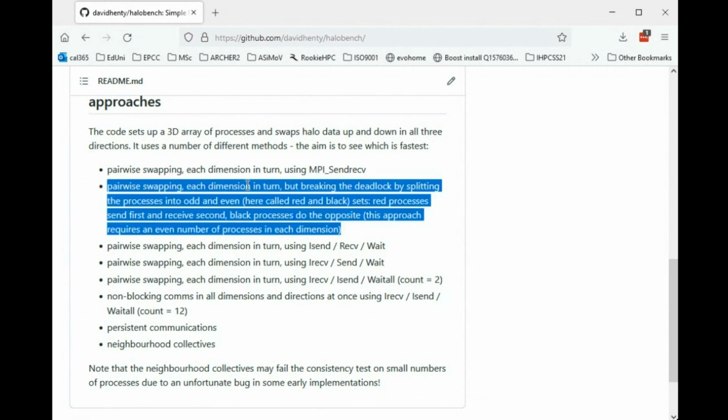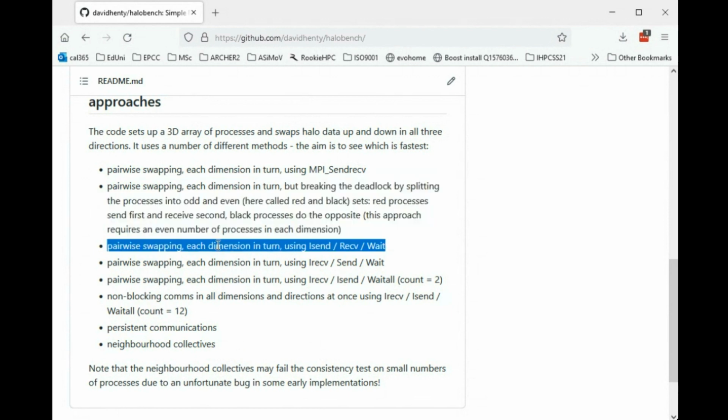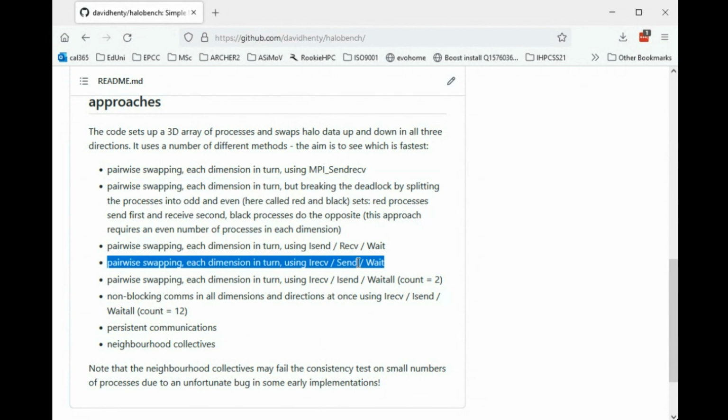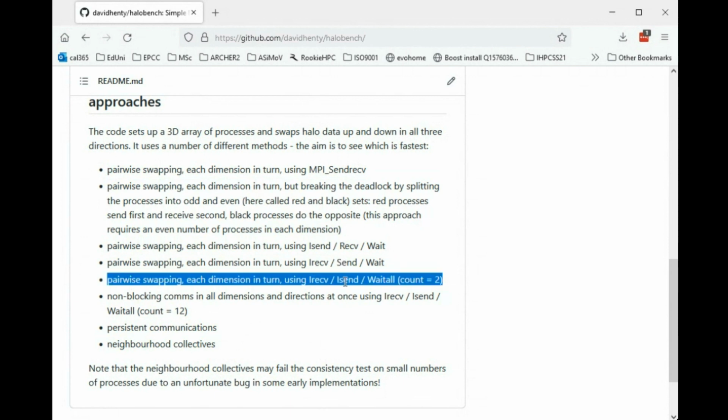Another similar technique that people use to avoid deadlock is to split the processes into odd and even pairs. I call them red and black. The red processes send first and receive second. The black do the opposite. Then we can start using non-blocking, doing it in turn in each dimension using I send, receive, and wait. Or I receive, send, and wait, or each dimension in turn using I send, I receive, and wait all. So you say, I want to send to my up process, receive from my up process, and wait.